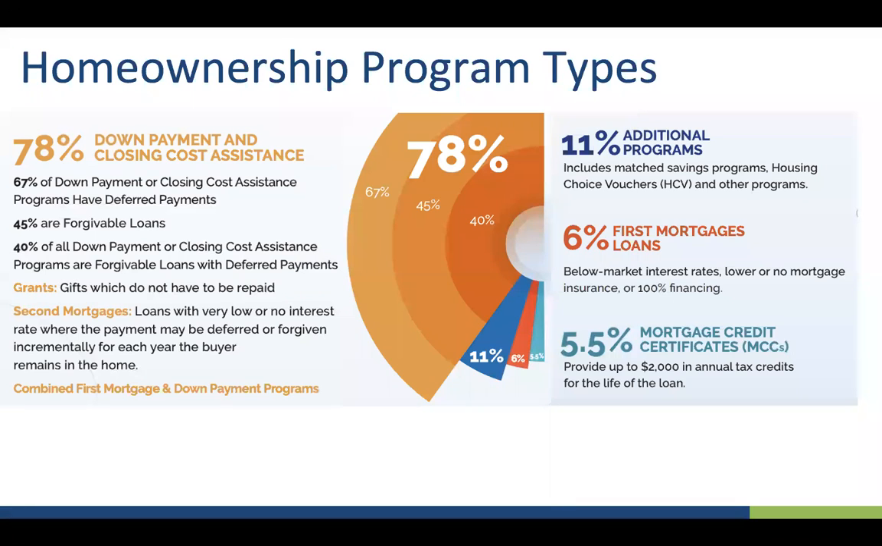And then there are some other programs that are less common, like matched savings programs, employer-assisted housing programs, housing choice vouchers. They're out there. We're not going to focus on those today because the vast majority of what's utilized and the vast majority of the funding out there for down payment assistance, for homebuyer programs, is for down payment and closing cost assistance, mortgage credit certificates, and affordable first mortgages.